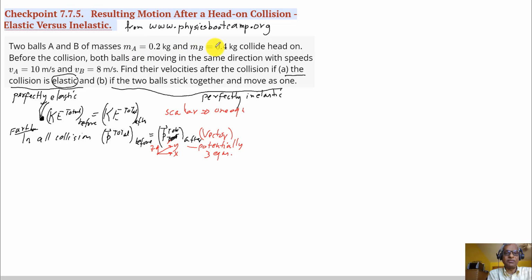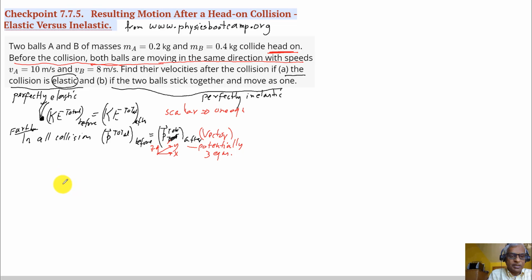But in our case, they're moving in the same direction, right? The balls before the collision are moving in the same direction, and they're going to collide head-on, meaning the direction of motion will not change. So if they're going along the x-axis, they will continue to be oriented along the x-axis.